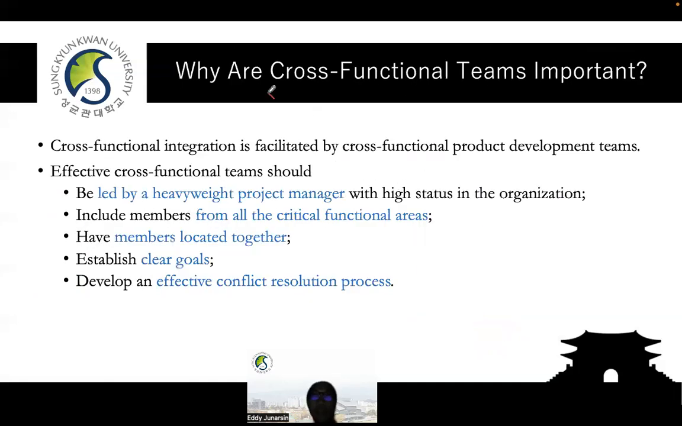So cross-functional teams. Yeah, we're talking about cross-functional, multidisciplinary teams. This has become a common practice, a norm in the industry. Effective cross-functional teams, you see some tips here. Make sure that it's led by a heavyweight project manager with high status, high influence, especially to lead in a crisis situation. It should include members from all critical functional areas or managerial functions.